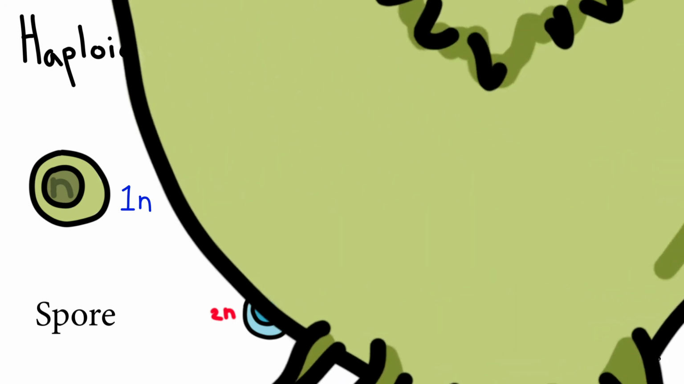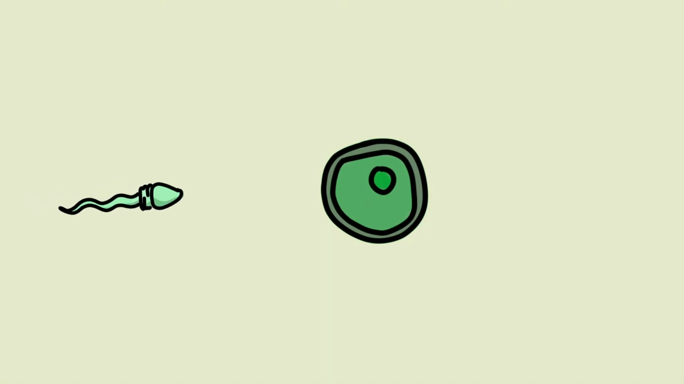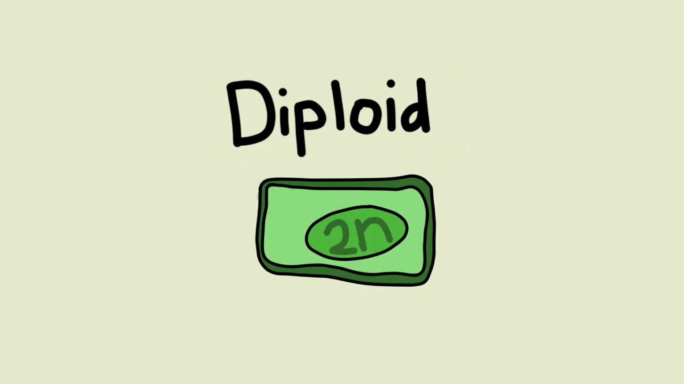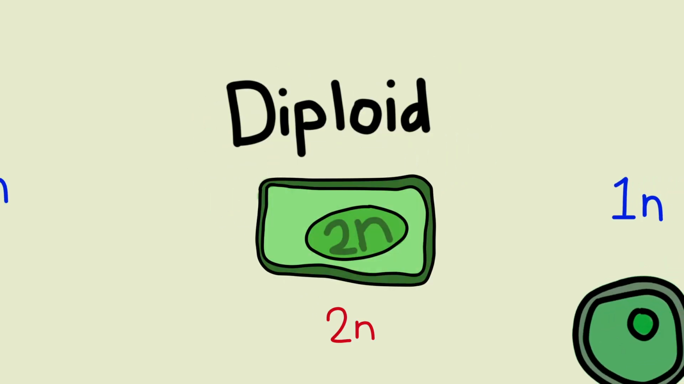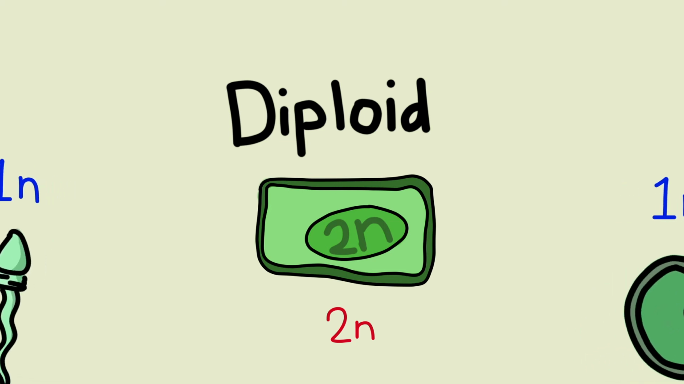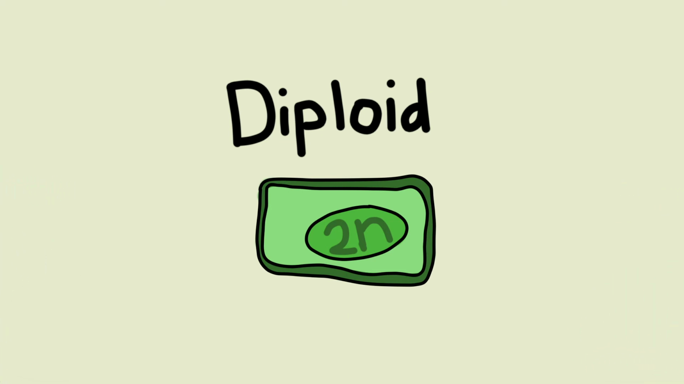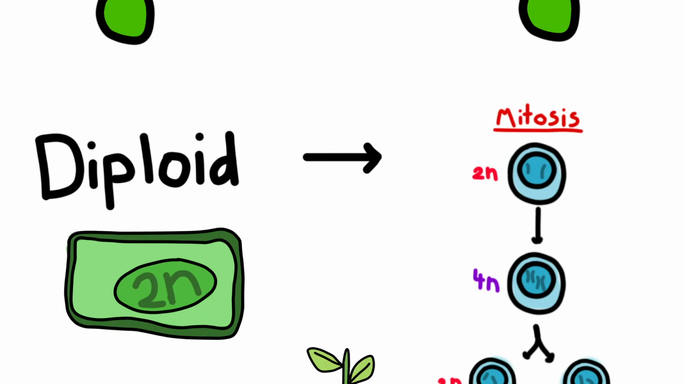For fertilization to occur, ferns need water to help the sperm travel towards the egg. When the egg is fertilized, it becomes a diploid zygote, or fertilized egg, since both the egg and sperm contribute one chromosome set each. From here, the fertilized egg undergoes mitosis and grows into a sporophyte.